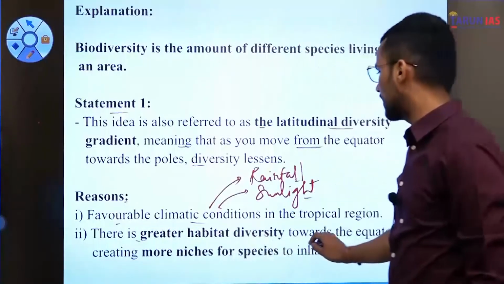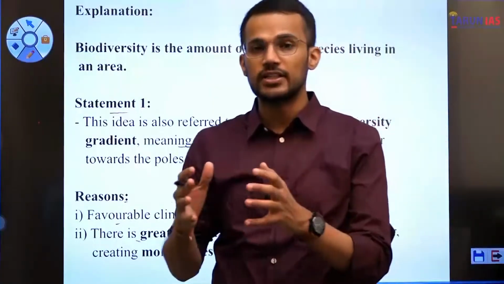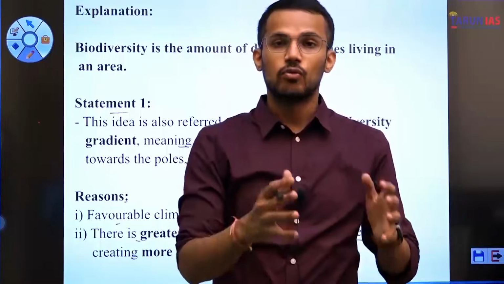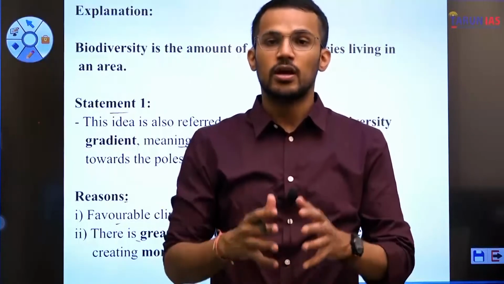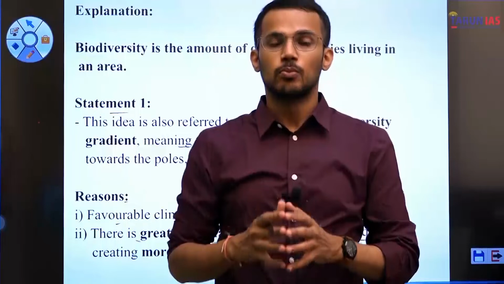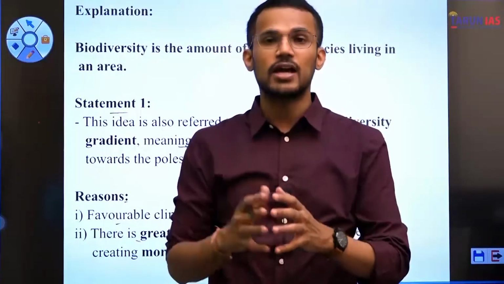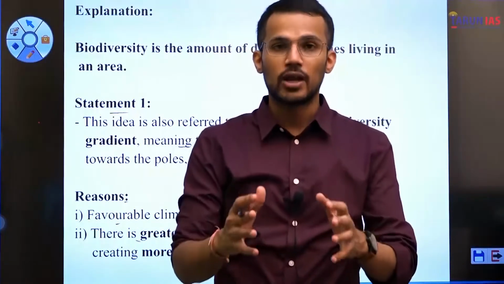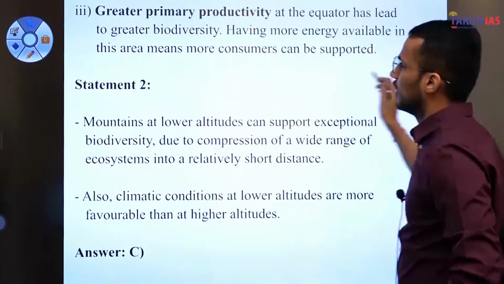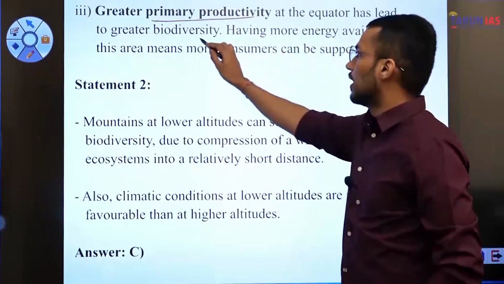Next, there is greater habitat diversity towards the equator, creating more niches for species. As habitat diversity is more in the tropical region, especially near the equator, we will have more niche diversity for different organisms. And the more the niche diversity, the more the biodiversity, because a niche determines the functional role as well as the position of different species of organisms. And as this niche diversity is more, we can safely say that biodiversity will also be more, right? So because of these reasons, the biodiversity at the tropical region is more.